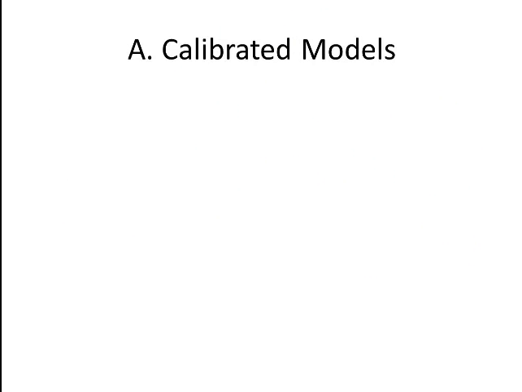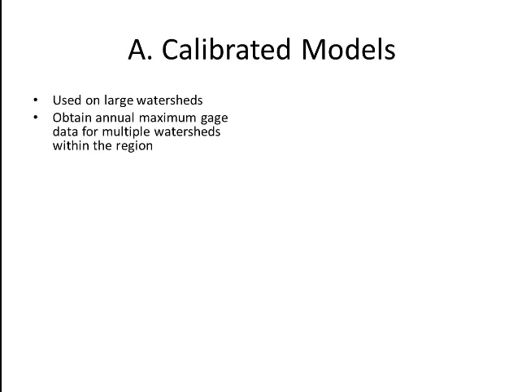So let's start with talking about a calibrated model. First, calibrated models are very useful in large watersheds. These are usually large regional watersheds, not land development or roadway projects, which range in size from a few square feet to 1,000 acres. Second, we need to obtain annual maximum peak discharge for the gauges in each of these regional areas.